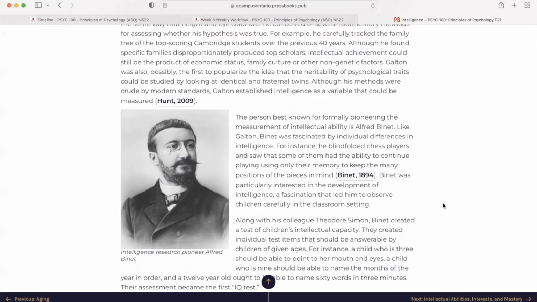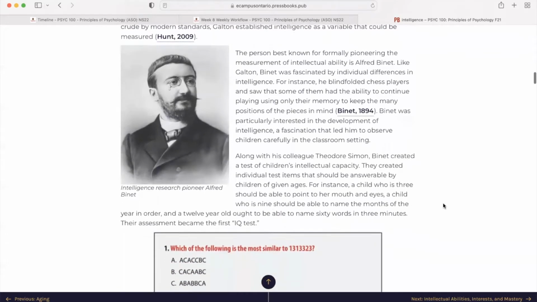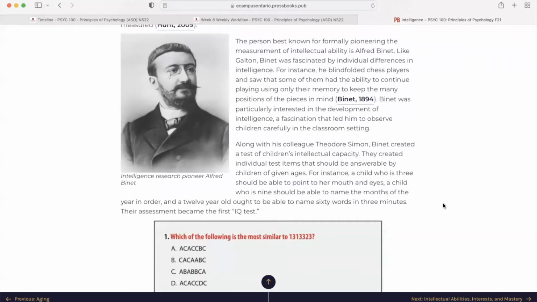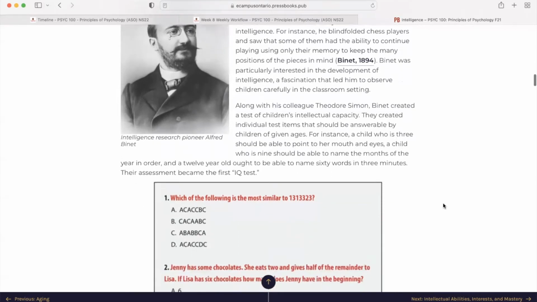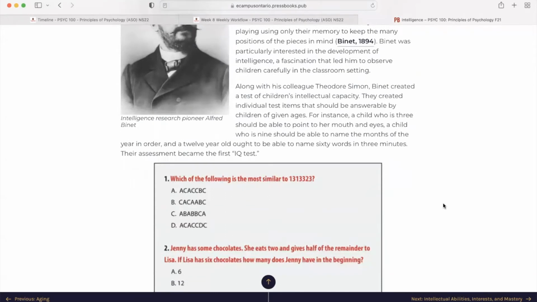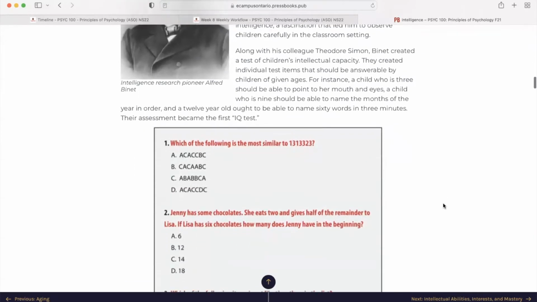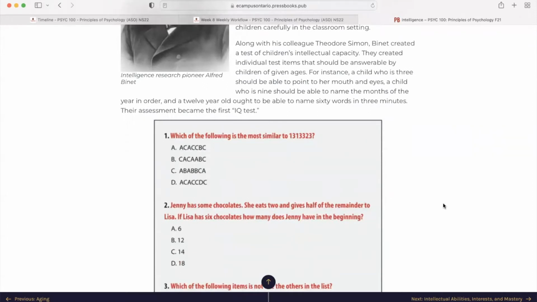The person best known for formally pioneering measurement of intellectual ability is Alfred Binet. Like Galton, Binet was fascinated by individual differences in intelligence. For instance, he blindfolded chess players and saw that some of them had the ability to continue playing, only using their memory to keep the many positions of the pieces in mind. Binet was particularly interested in the development of intelligence, a fascination that led him to observe children carefully in the classroom setting. Along with his colleague Theodore Simon, Binet created a test of children's intellectual capacity.